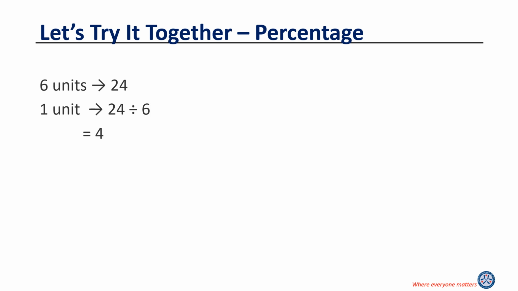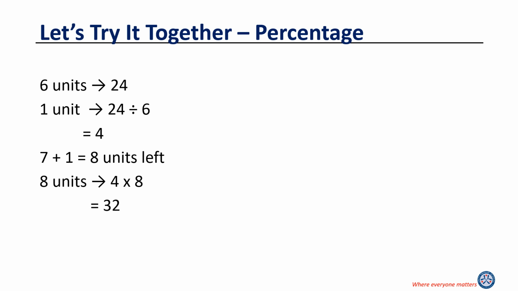We can find the number of units after adding the number of units, that is 7 plus 1, which is equal to 8 units. This would give us the number of marbles left to be 4 times 8, which is 32. The number of marbles given away can be found by subtracting the number of marbles left, 32, from the original number, that is 120. This gives a total of 88 marbles given away, which is the answer.